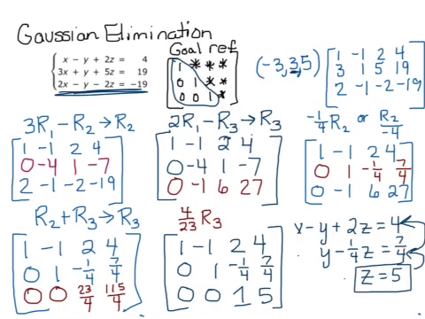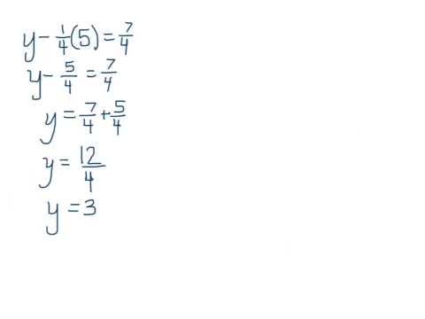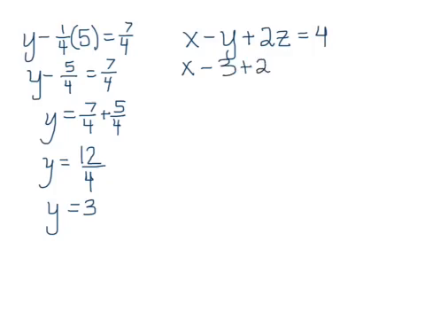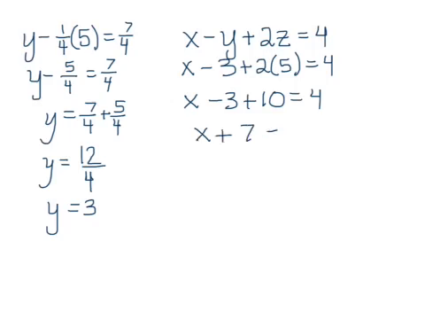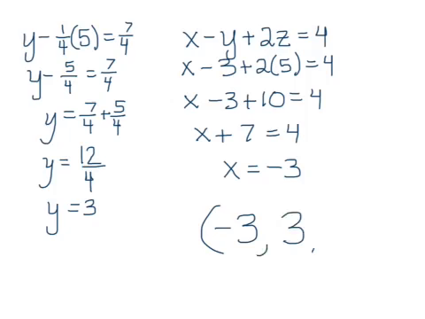X minus y plus 2z equals 4. So we'll plug in the value of y, plug in our value of z. So x minus 3 plus 10 equals 4. And x plus 7 equals 4. So solving for x, our opposite is adding 7. We're going to subtract 7 on both sides. So x is -3. So there's our solution. -3, 3, and 5.